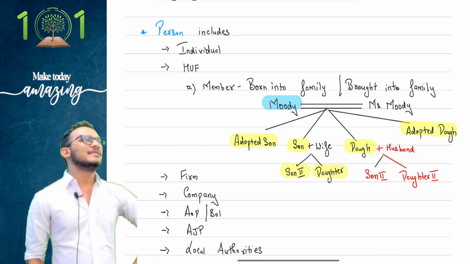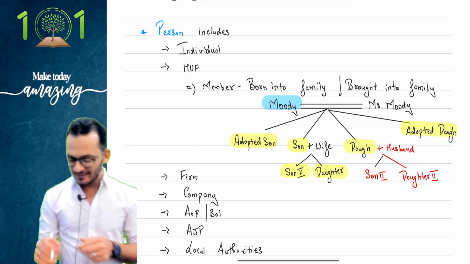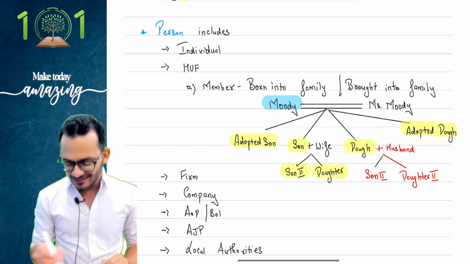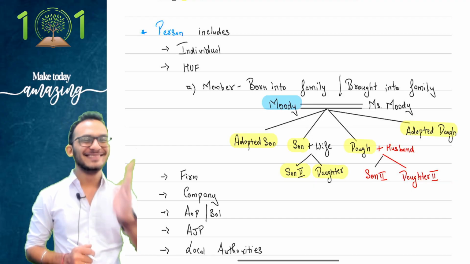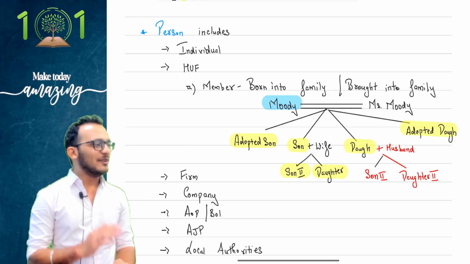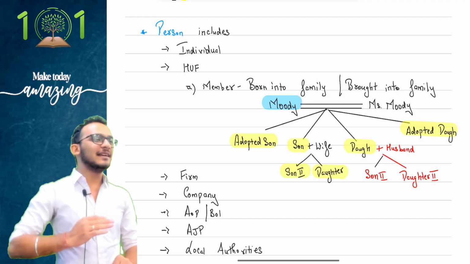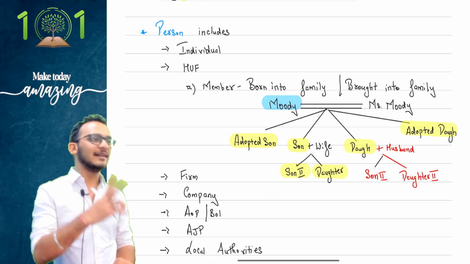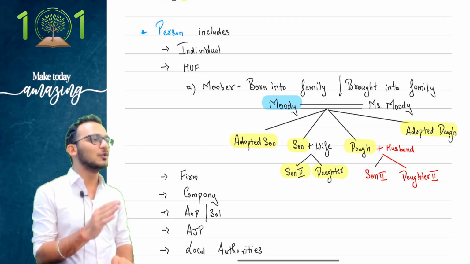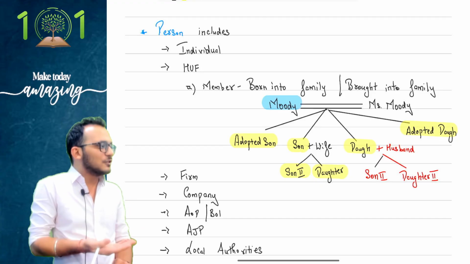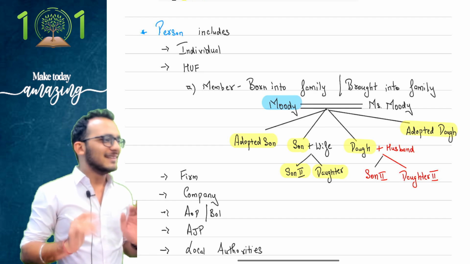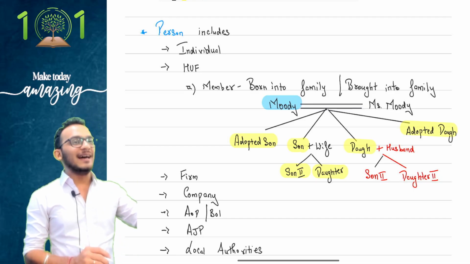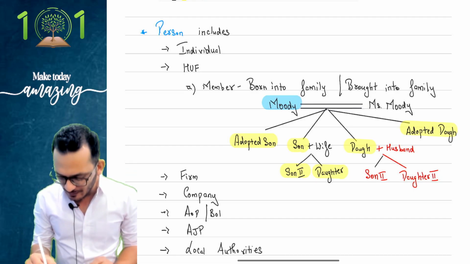Okay. So the situation is like this, imagine a case of Mr. Moody's second marriage, which means Mr. Moody was already married to someone else, and unfortunately the person passed away. Let's say Moody was married to Noddy.